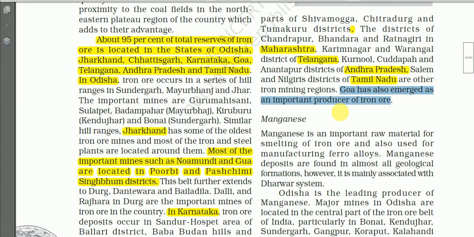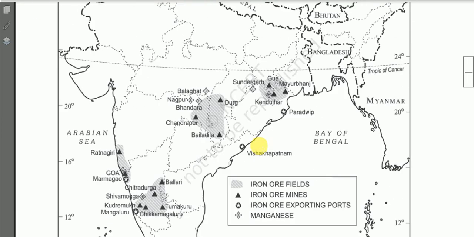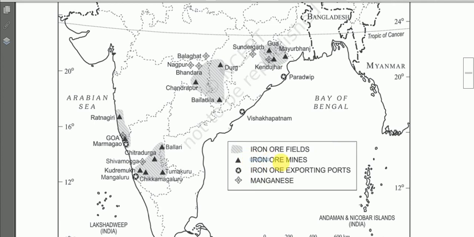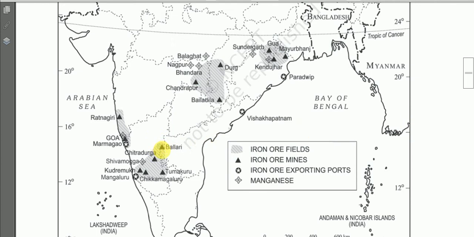This distribution of iron ore in India is very important for the board exam. You have to memorize it. For the location of these mining areas, you have to examine the atlas, or the map is also here in your textbook. Important iron ore mines are represented by small triangles. You may find the location of the important mines when you are free.